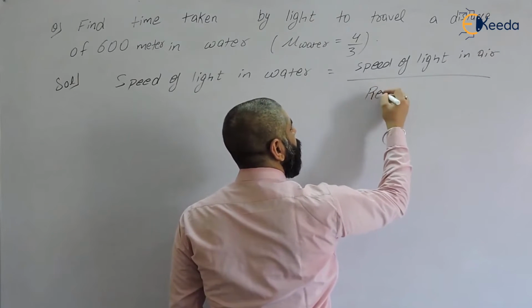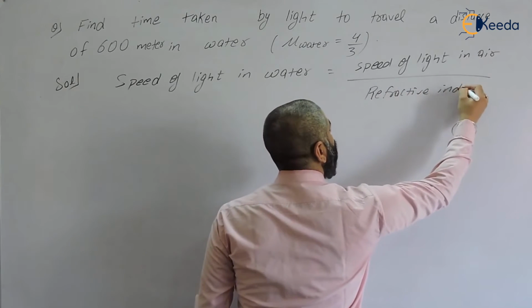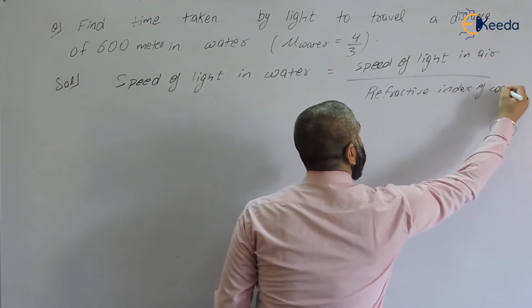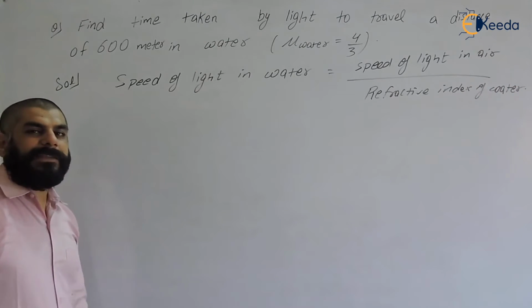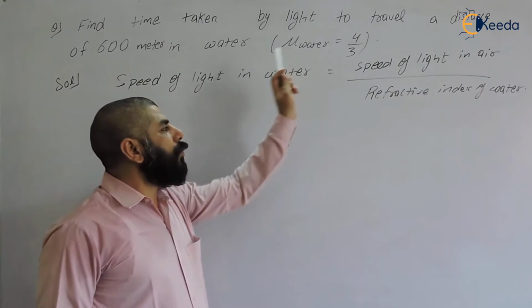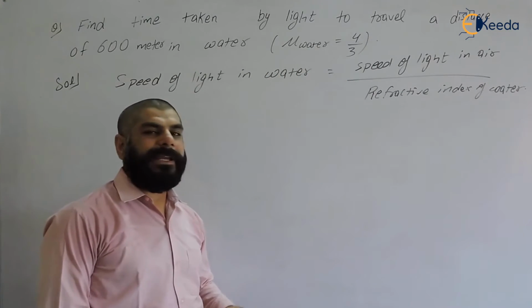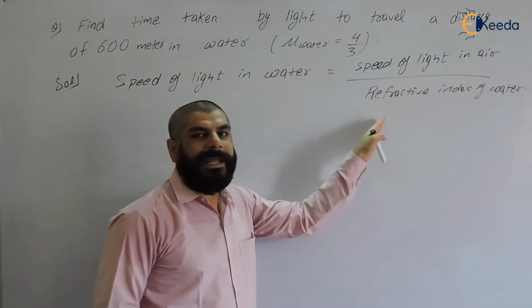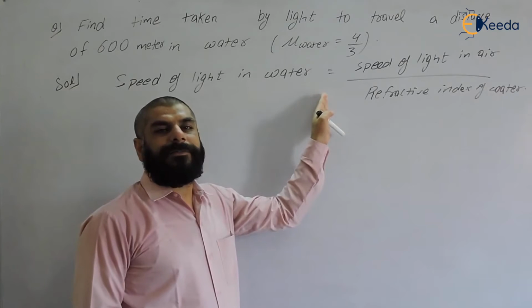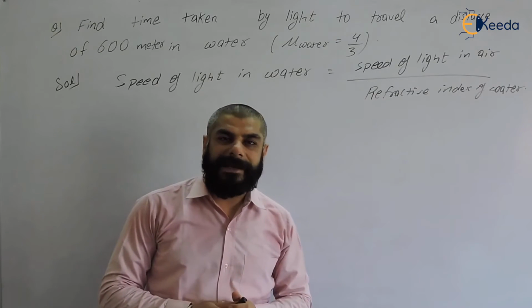refractive index of water. So this is the definition of a refractive index, which is defined as the ratio of speed of light in air to the speed of light in that medium. That is defined as the refractive index of that medium. So if we know the refractive index of that medium, we can calculate the value of speed of light in that medium.